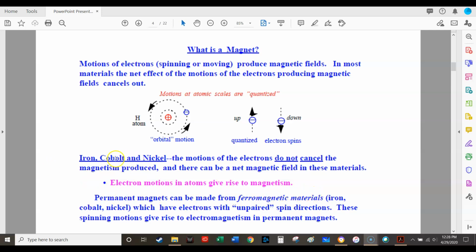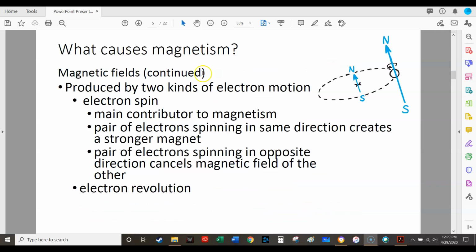So iron, cobalt, nickel are probably naturally just ferromagnetic, but then you could put them through a process to make them a permanent magnet. Okay? So again, the main causes of magnetism are unpaired electrons that are spinning, basically spinning and orbiting a metal. Okay?